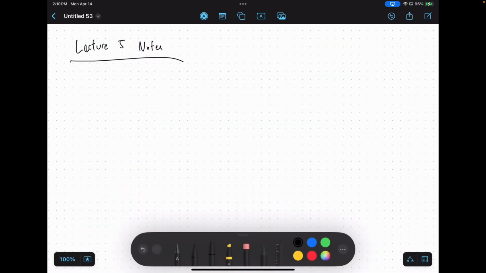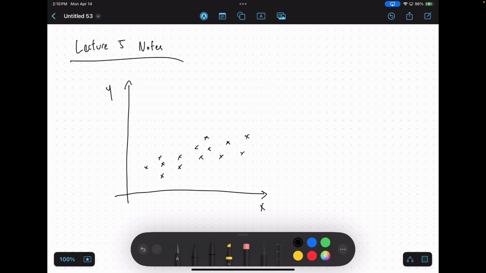Lecture 5. Let's go ahead and get started. Let me draw a little plot over here. We've got our x's and our y's, and we've got a whole bunch of data points, like so. Okay, and I have one extra data point right up here.